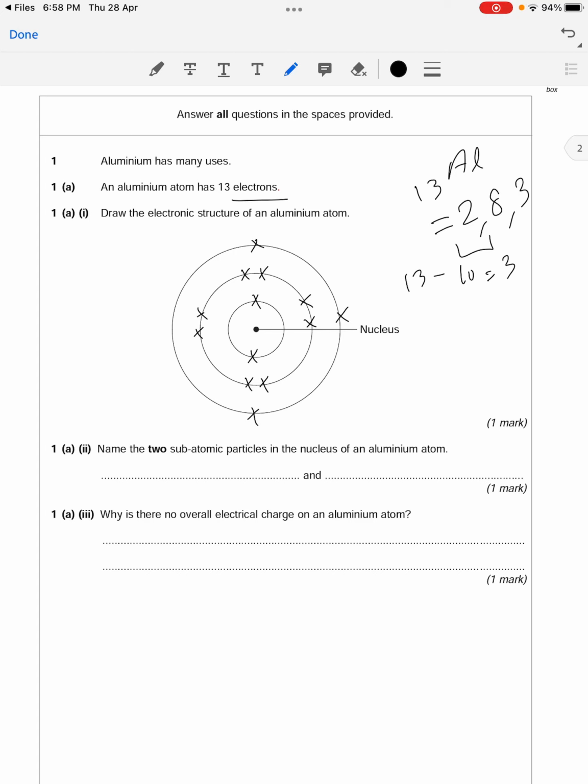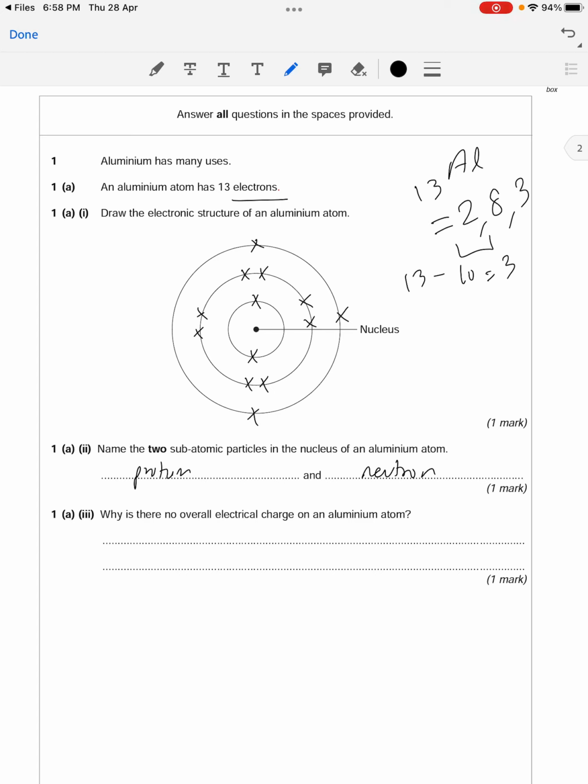Name the 2 subatomic particles in the nucleus of an aluminium atom. For an aluminium atom, we have to know that it's a proton as well as a neutron. These are the 2 subatomic particles. Remember, this is very specific, so it has to be proton and neutron.